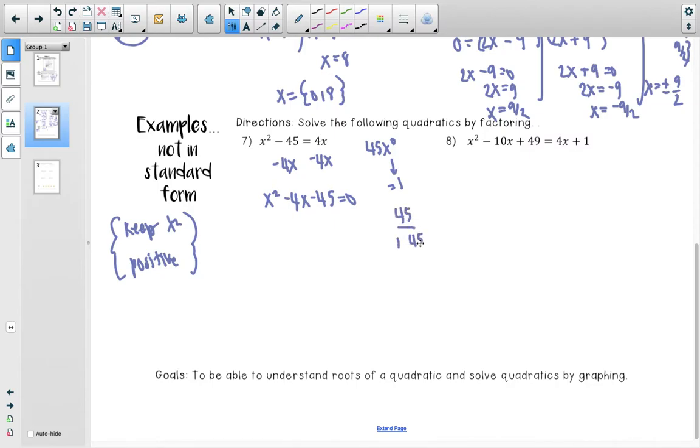Factors of 45 are 1 and 45, and I'm having a brain fart today, so bear with me. 45 divided by 3 is 15. And 45 divided by 5 is 9, and that should be everything. So 1 and 45 will never get 4. 3 and 15 will never add up to 4, but 5 and 9 will. Since this last term is negative, you have to have a negative and a positive.